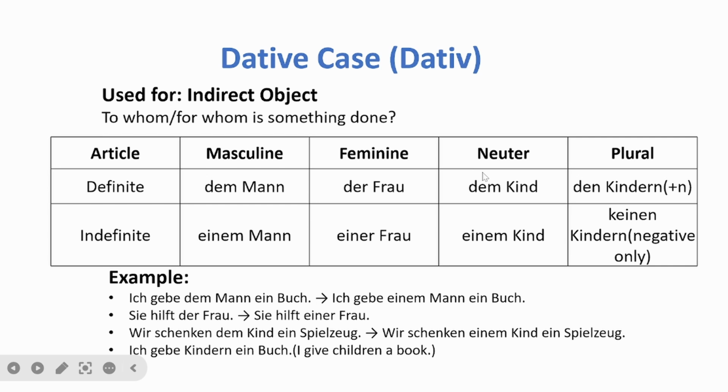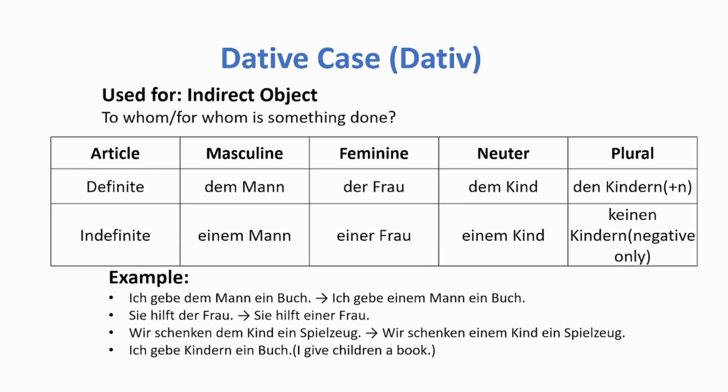Dative case. The dative case is used for the indirect object. To whom or for whom is something done, right? In English also we have subject plus object plus indirect object. Similarly in German as well we have subject, object and indirect object. So the indirect object is the dative case.